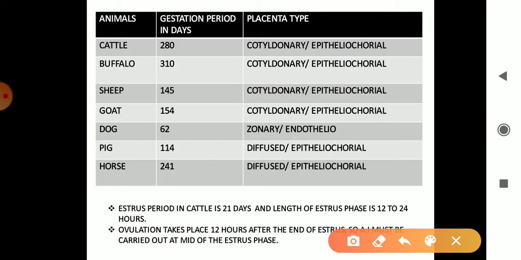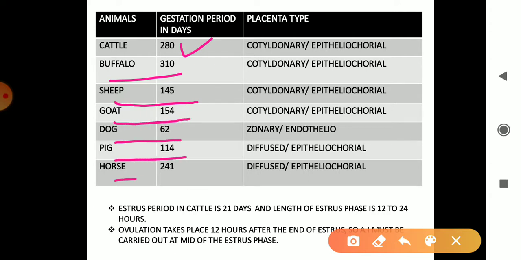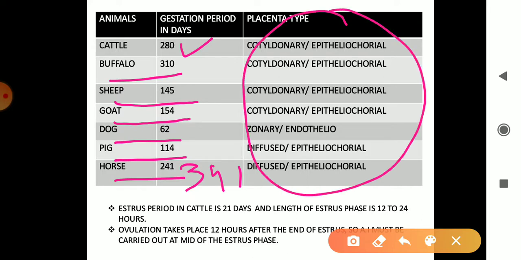Coming to some important gestation periods, which are frequently asked in examinations. The cattle is 280 days, buffalo 310, sheep 145, goat 154, dog 62, pig 114, and horse, sorry students, it is 341, not 241, 341. And the placental type: if you are going for the UPSC examination, then it is needed to remember. If you are going for the NABARD examination pertaining to your BVSc degree, then you should remember the placental type. It's a very important question.